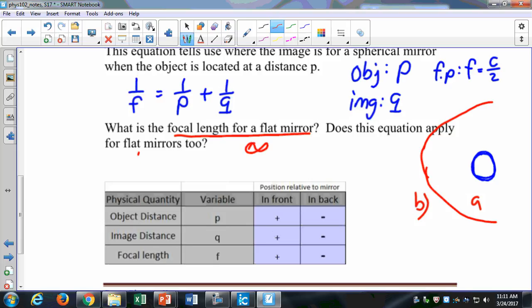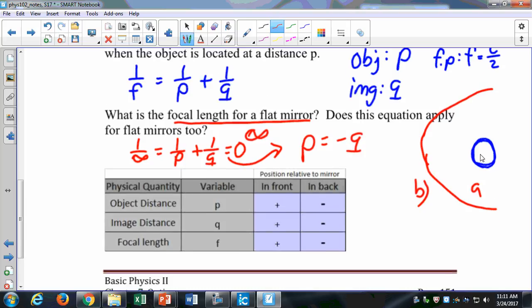And so we can think about the mirror equation, 1 over infinity equals 1 over p plus 1 over q. Well, 1 over infinity goes to equal 0. And so out of this, I can get, for flat mirrors, that p is equal to negative q, which is what we know already, that the object distance is the negative of the image distance. Remember, because it's a virtual image, and virtual images always have a negative image distance. That's why we have this negative here.